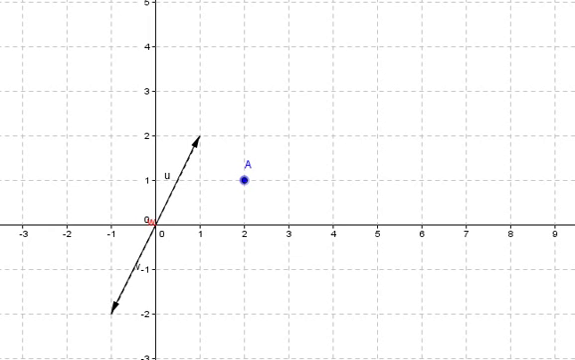So here is an example of vector AB, and you can see that vector AB equals 0 when point A coincides with point B. Point A equals point B.